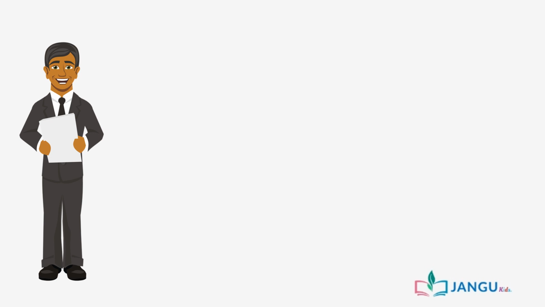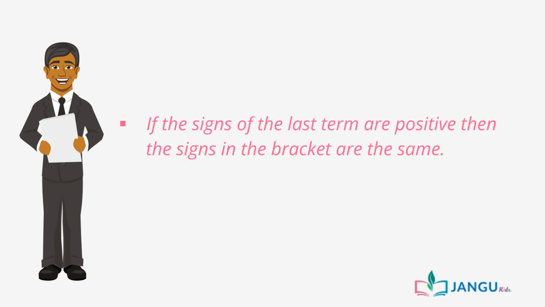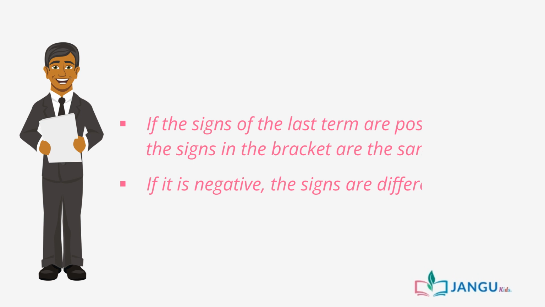Keep in mind that when factorizing quadratic equations, if the sign of the last term is positive, then the signs in the bracket are the same. However, if it is negative, the signs are different.